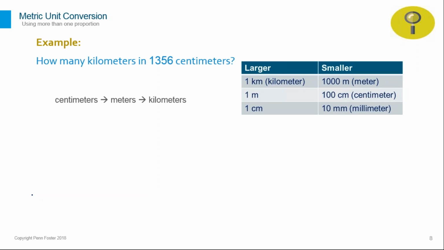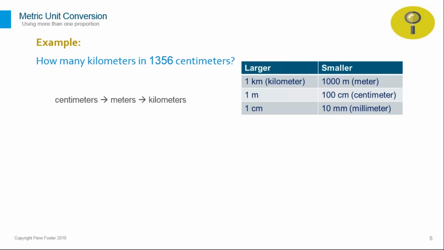How many kilometers in 1,356 centimeters? Again, I'm going to look at the table. I'm going to try to find the direct relationship given to me in the table between kilometers and centimeters. Well, I see that I have kilometer to meter and meter to centimeters. So it seems I have to have an intermediate step. I need to change centimeters to meters first, and then meters to kilometers.